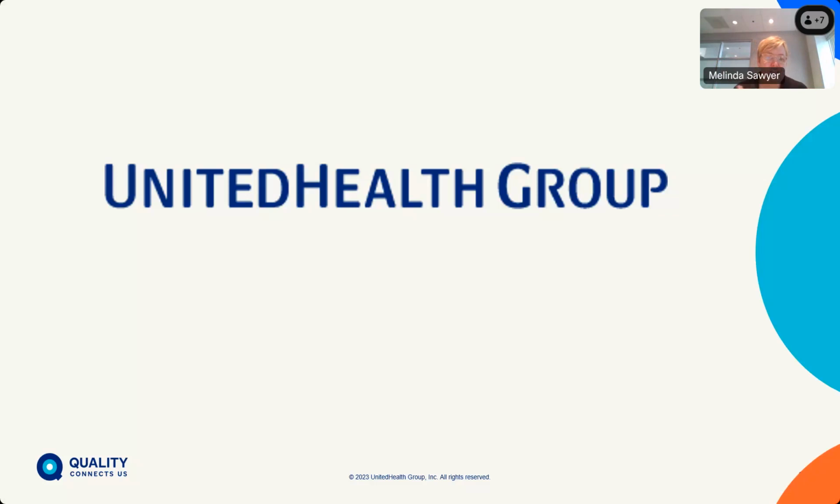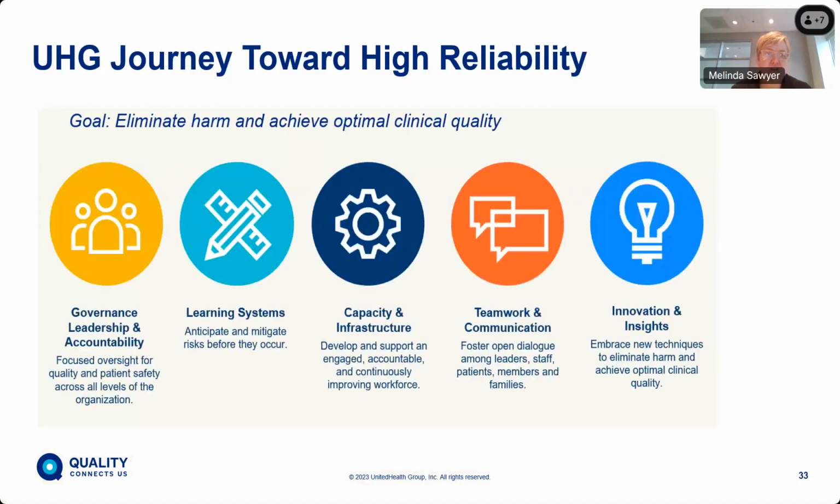And next slide. As we advance towards our goal to become more highly reliable, we set a goal very boldly to eliminate harm and achieve optimal clinical quality for those we serve. And we knew we had to be holistic and comprehensive in our strategy. And so we developed an operating management system based on high reliability principles. And that operating management system includes these 5 pillars.